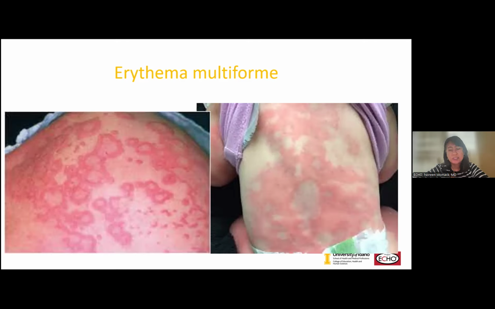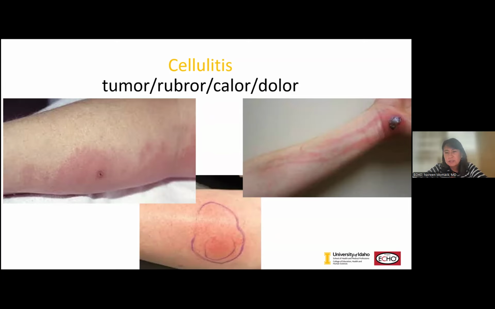So we've all seen cellulitis. When I was in medical school, we learned that in order to have cellulitis, you have to have four things. So tumor, this is all Latin. Tumor means swelling, rubor means redness, calor is heat, and dolor is pain. And on the right hand side, that picture shows some lymphatic streaking.